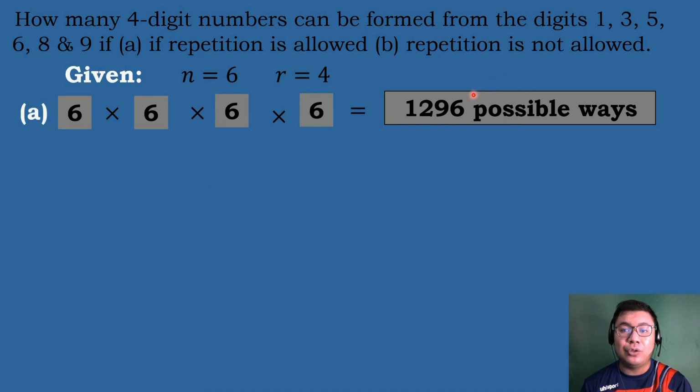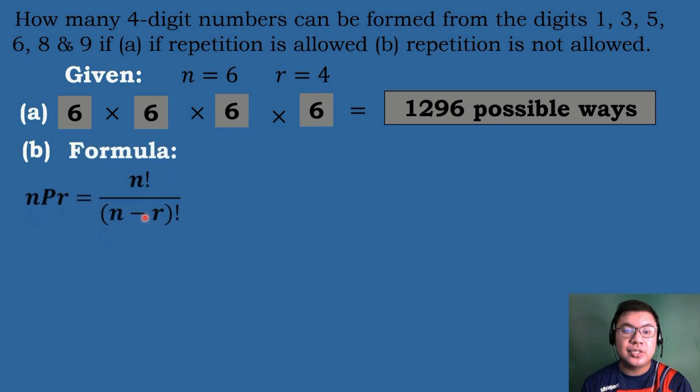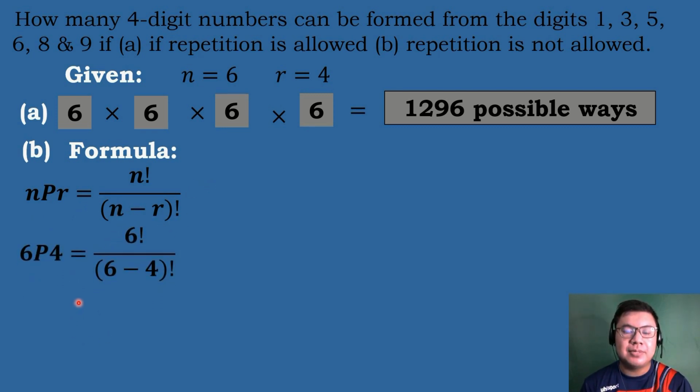So we are not allowed to repeat the numbers that have already been written. In this case, since repetition is not allowed, this is an example of permutations of n objects taken r at a time. So we will use the formula nPr is equal to n factorial over the quantity n minus r factorial. And then we will substitute the values. So we have 6P4 is equal to the value of n, which is 6, followed by the factorial symbol, all over open parentheses, the value of n, 6, minus the value of r, 4, close parentheses followed by the factorial symbol.